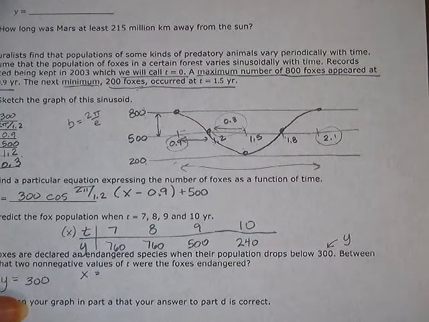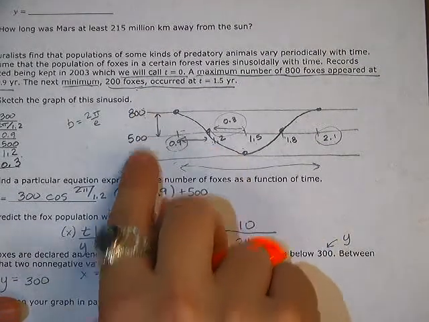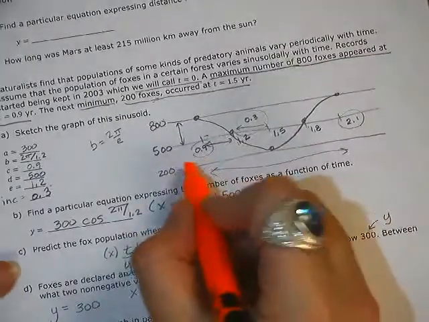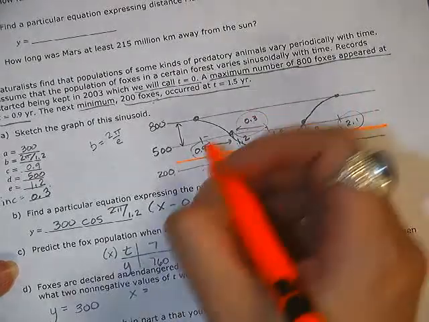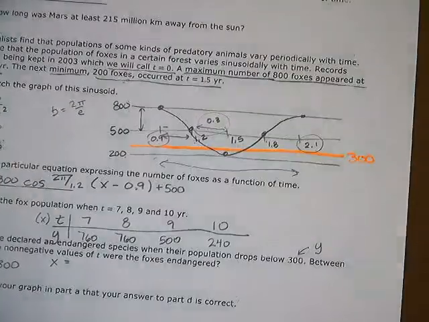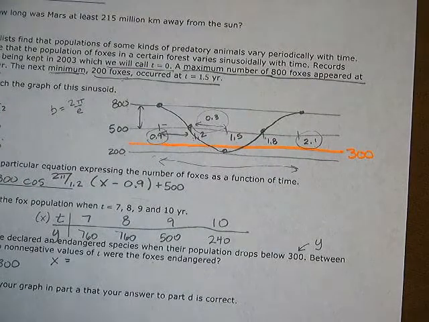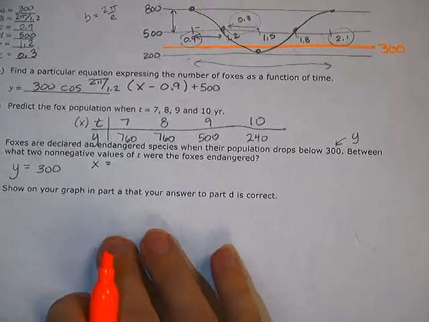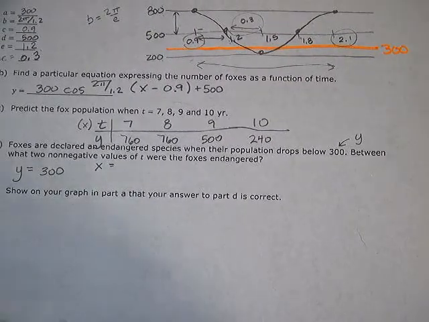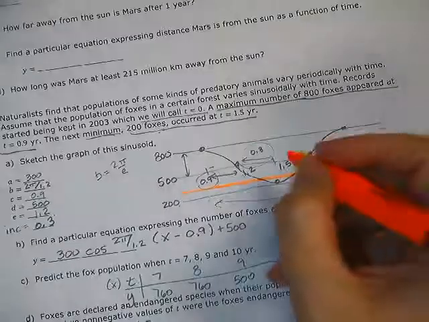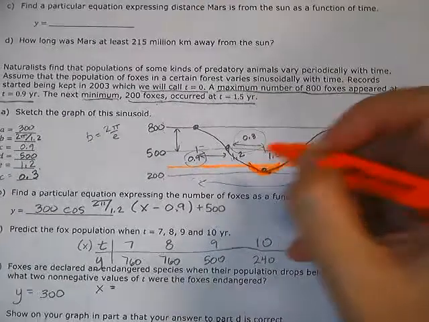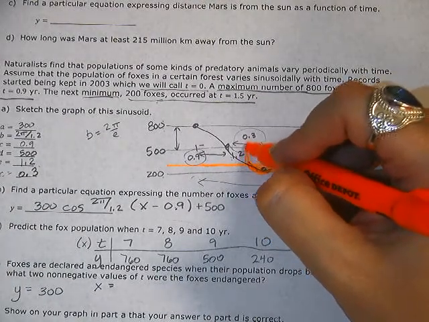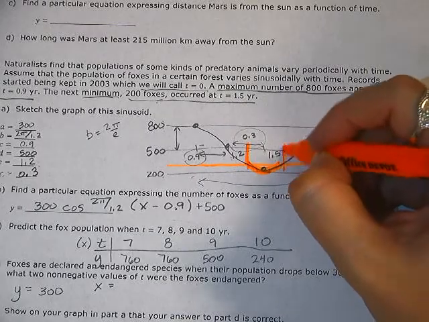If I look up here, I can make an estimate where 300 would fall here. That's going to fall kind of close to the 200. About there would be my 300. So I can get an estimate of where this is going to happen. And my problem says when their population drops below 300. So I'm really talking about this part of my graph down here at the bottom. So I want to know, where does this one happen? And where does this one happen?